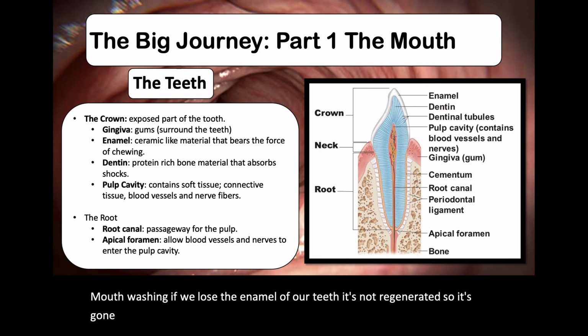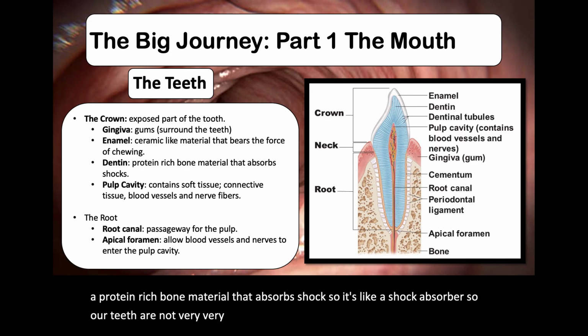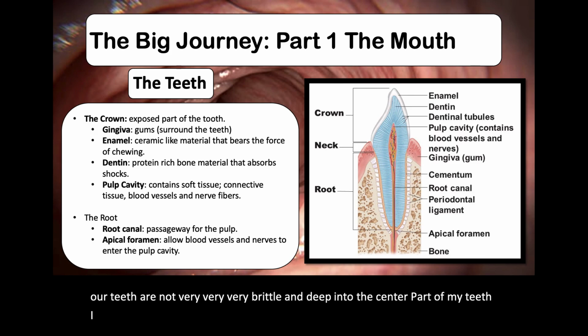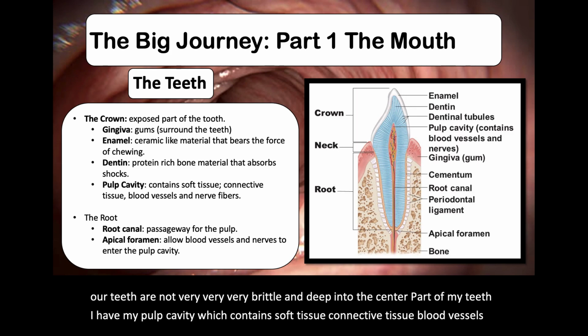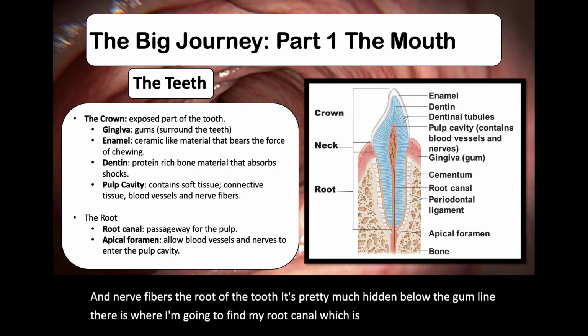A little bit deeper, under the enamel, we have the dentin, which is a protein-rich bone-like material that absorbs shock, so it's like a shock absorber. So our teeth are not very brittle. And deep into the center part of my teeth, I have my pulp cavity, which contains soft tissue, connective tissue, blood vessels, and nerve fibers. The root of the tooth is pretty much hidden below the gum line. There is where I'm going to find my root canal, which is the passage for the pulp.